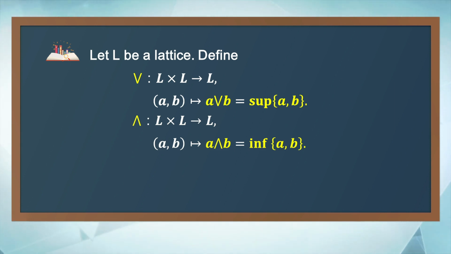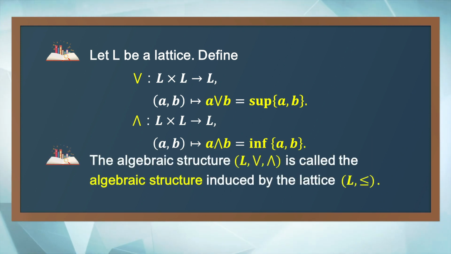A lattice is a poset in which every pair of elements has both a supremum and an infimum. The supremum is unique when it exists, and the infimum is also unique when it exists. So the two binary operations are well defined. The algebraic structure that consists of the lattice L and the two binary operations, the join and the meet, is called the algebraic structure induced by the lattice. And that's what we are going to talk about.